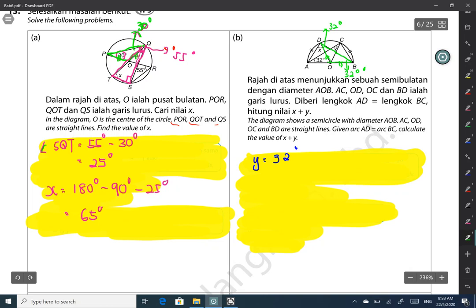So the x is, this is diameter, 这个是直径. 那么这里一定是90度. So your x is equal to 90 degree minus 32 degree. So you will get 58 degree. But the question asks x plus y. So it's 32 plus 58. So you will get 90 degree.